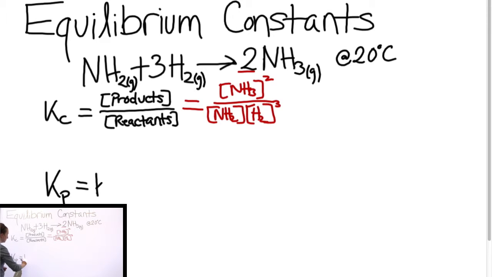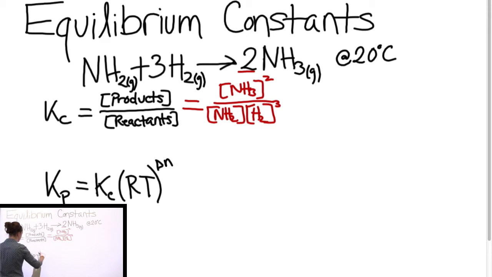So your K sub P is going to equal K sub C times RT to the delta N, where R is your constant, and delta N is the change in moles that you get through the reaction. For this particular example, we're going to pull K sub C from our previous calculation, which you would have already had to solve or be given, and we'll just pretend that we've substituted that in.